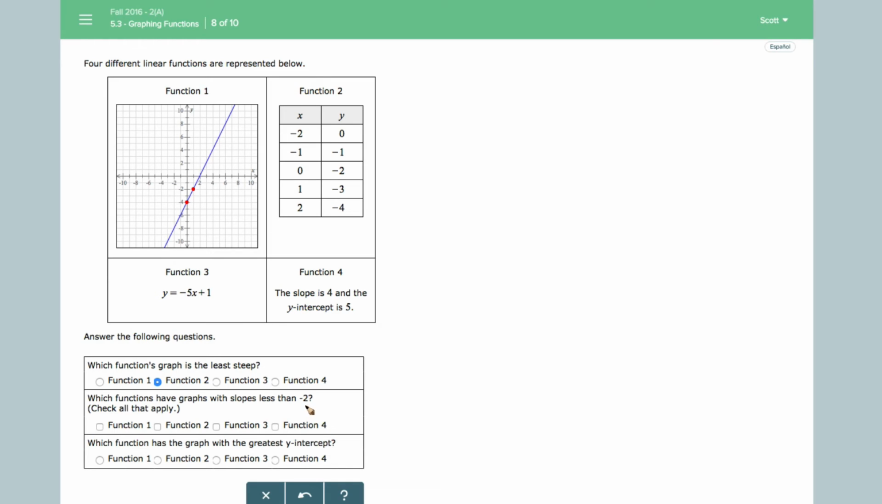Which functions have graphs with slope less than -2? So here's where I was saying. It's not saying less steep than -2, just less than. So this one has a positive slope. Can't be positive because it's got to be less than -2. This one goes -1 for every 1, so that's -1 over 1. So that's more than -2. This one's -5, so that's less than -2. And this one has 4, and that's more than. So it can't be that one or that one. And that leaves us with just the one function. Function 3 has a number less than -2.